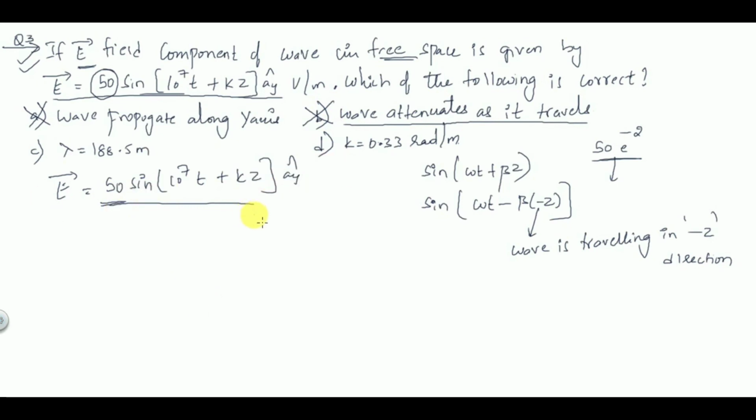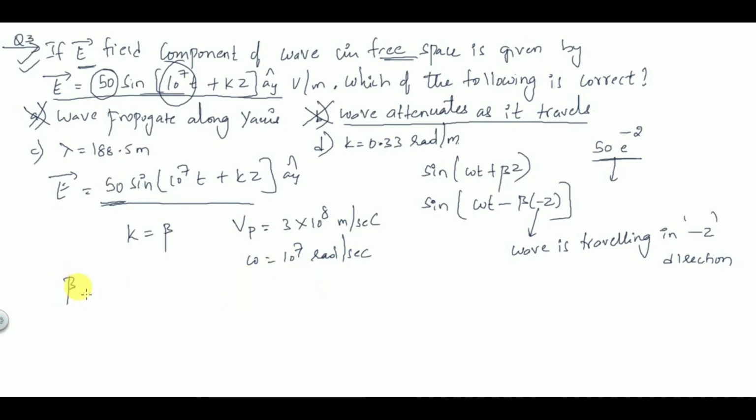So we have to find the values of lambda and k. What is the k value? k is equal to beta. As the wave is traveling in free space, Vp is equal to 3 into 10 to the power of 8 meters per second. Omega is 10 to the power of 7 radians per second from the given data, as this is omega t.